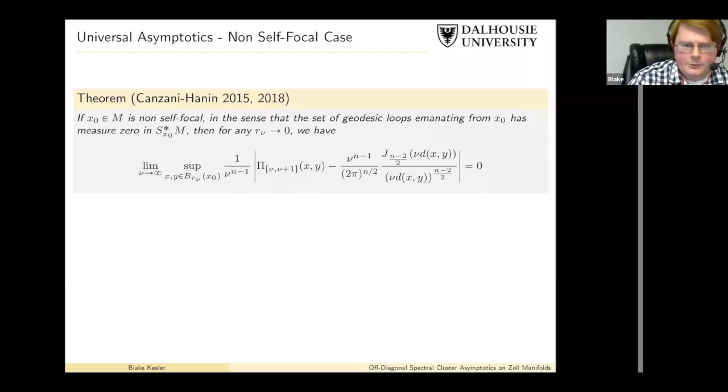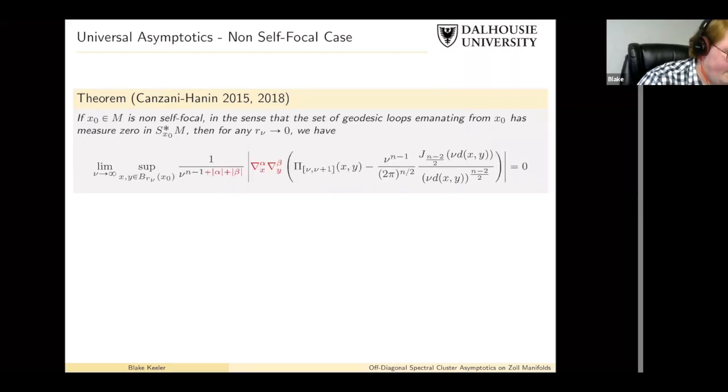In their case, they use the interval nu to nu plus 1, but it's easily modified to other similar intervals, so that you get the correct asymptotic behavior at a rate that is like little o of nu to the n minus 1 here. And furthermore, they actually prove something better, which is that you can take derivatives in x and y and maintain this asymptotic behavior. So you can introduce derivatives with multi-indices alpha and beta in X and Y respectively. And this corresponds to increasing the power of nu in your asymptotic expansion by the order of differentiation.